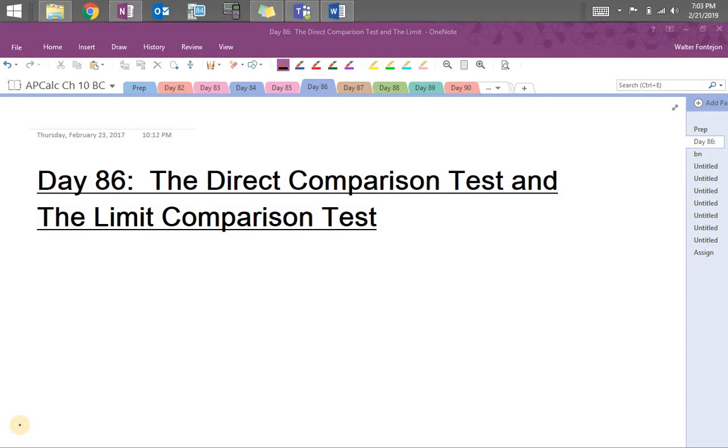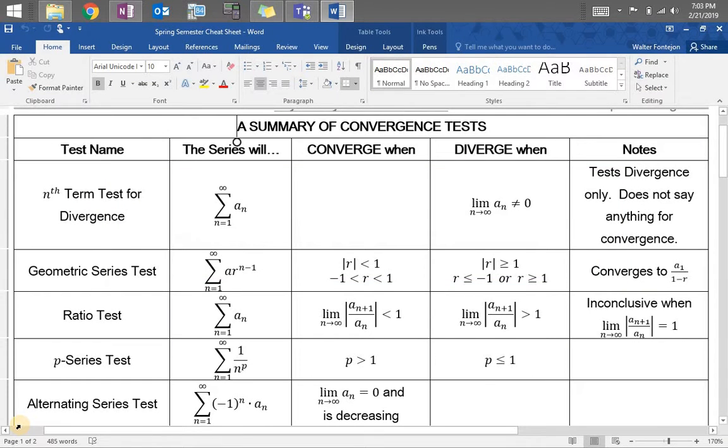Today we're doing day 86. We're going to do the direct comparison test and the limit comparison test. Let's review a little bit what we covered yesterday. Remember that this next set of lessons is dealing with the convergence test.